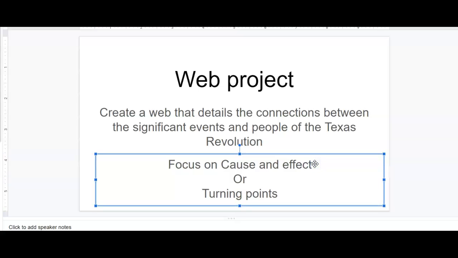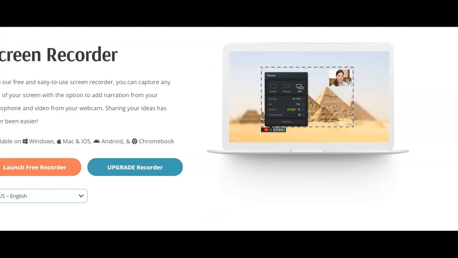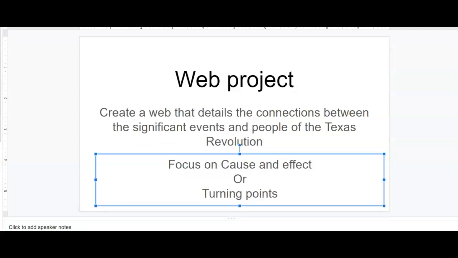Moving things around. Okay, so you're looking at cause and effect with regard to, I'm all over the place today. Let me go back to the PowerPoint. There we go. Okay, so you're looking at cause and effect with regard to something in the Texas Revolution.